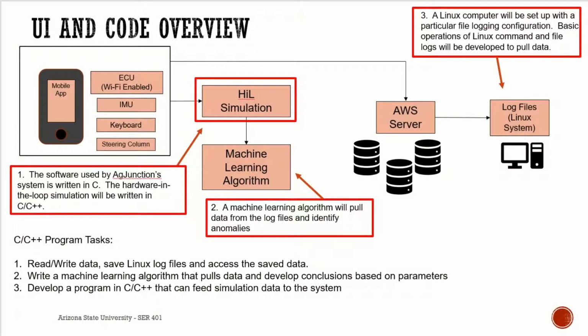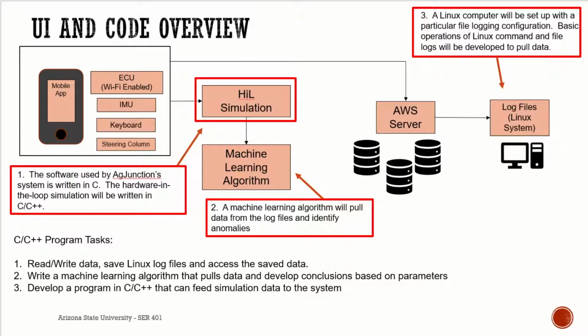Hello, this is the UI and code overview for Group 11, Proposal 7, to develop a hardware-in-the-loop simulation and a machine learning algorithm. So we are working with a project developed by AgJunction that they wrote in C. They have a system that contains multiple components and a mobile application. We are developing a simulation for that system. So this hardware in the loop simulation that we are developing will feed data into that system.